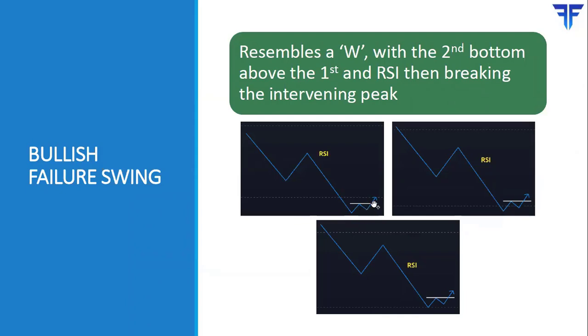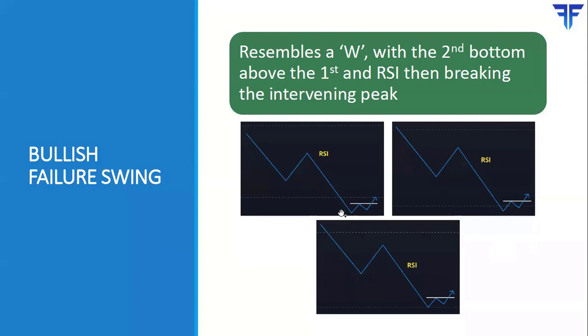A signal is generated when the RSI line goes on to cross above the intervening high, which is this particular level. Now there are a couple of varieties. If you look at this top left chart, all the bottoms and peaks of the failure swing are happening in the oversold region. It's not necessary that they always happen in the oversold region. They could occur right at the oversold region as well, or they could occur just above the oversold region as well. So you need to be aware of this.